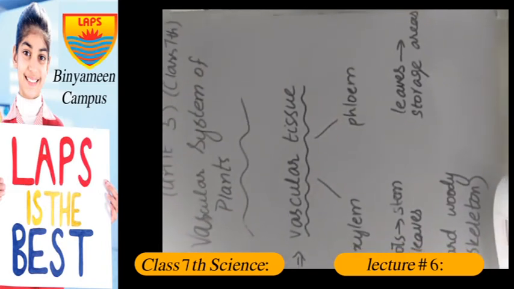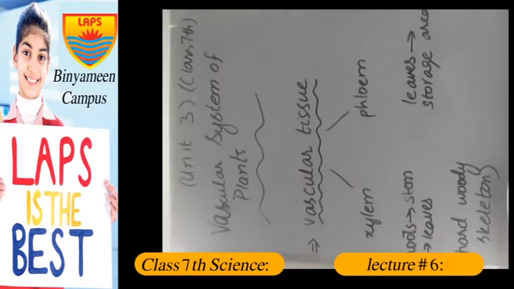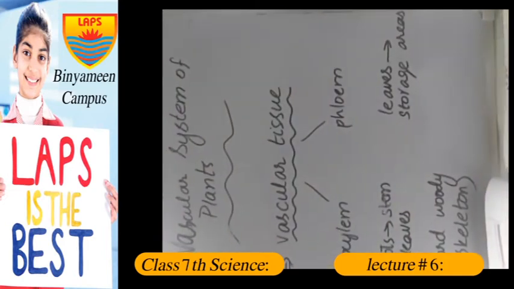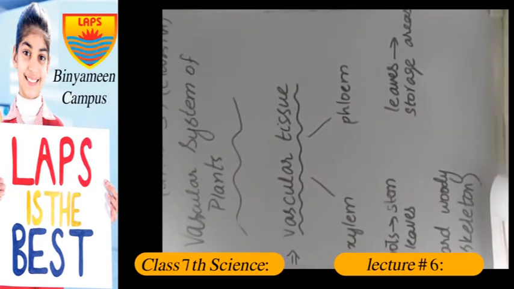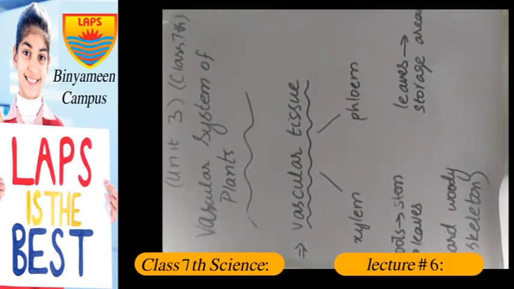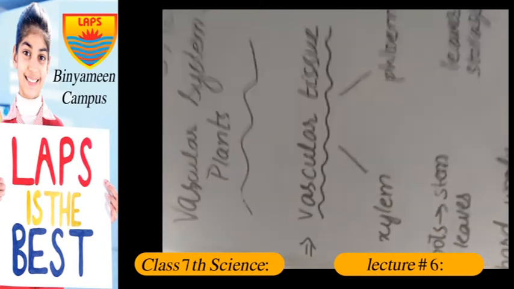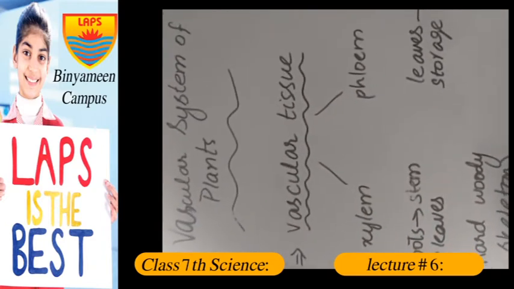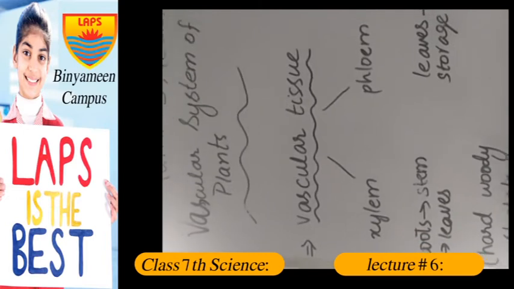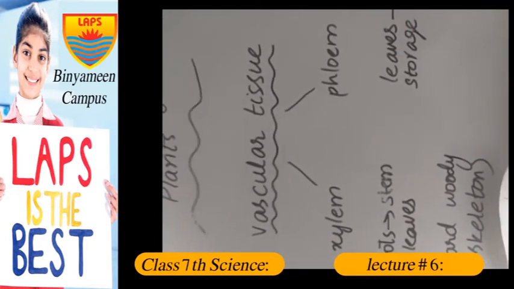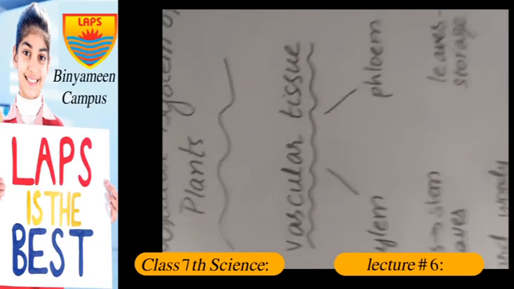This is page number 22 from the book. Substances move from one part of the plant to another through a system which we call the vascular system. This vascular system consists of narrow tubes. These narrow tubes are called vascular tissues. So, the transport system of plants through which the substances move from one part of the plant to another is called the vascular system, and this vascular system consists of narrow tubes. We call these narrow tubes vascular tissue.